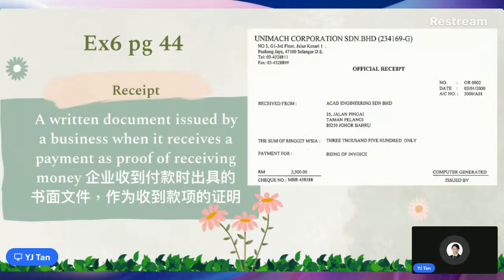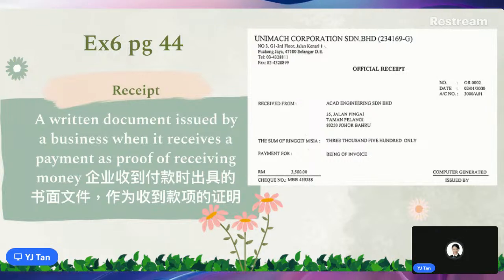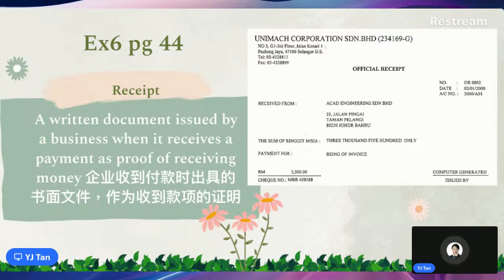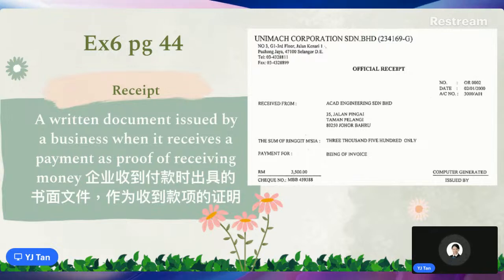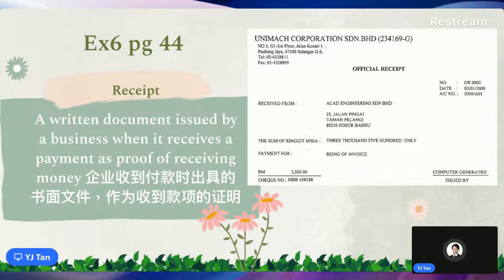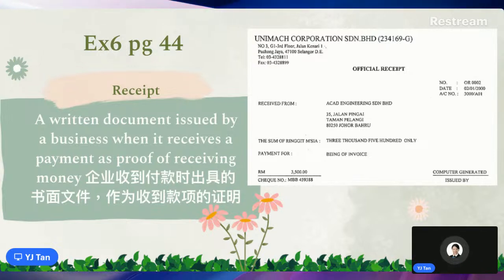All right, now come to the next business document, which is so commonly called a receipt. The description is a written document issued by a business when it receives a payment, as proof of receiving the money. In other words, this confirms that I received money, no matter in cash, in check, or otherwise. So once I confirm that I received the money, I will issue this document, the official receipt, to my customer.